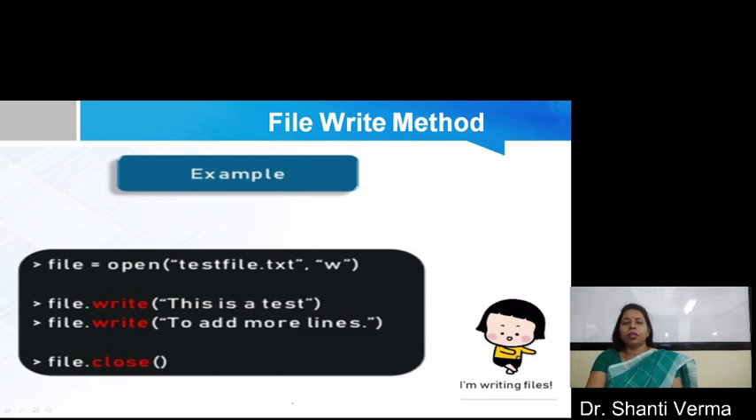Now if you want to add more contents in a file, you first have to open the file in write mode. Then you write this is text, and again to add more, if the file is open in write mode, the new content is added as more lines. In this way you can write any sentences in a file. At last you have to close the file.